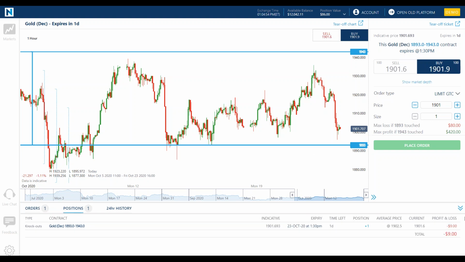And I did put one on. It tells me I paid 1902.50. Since I bought it, it's actually gone down. It's bouncing around in here a little bit. So I just wanted to show you how quickly and easily I could either place an order or place a trade.